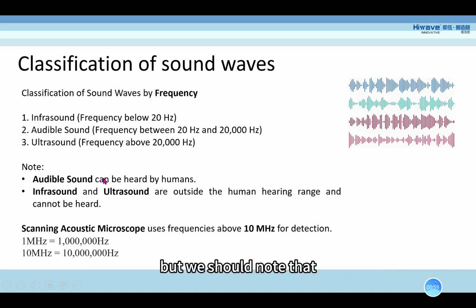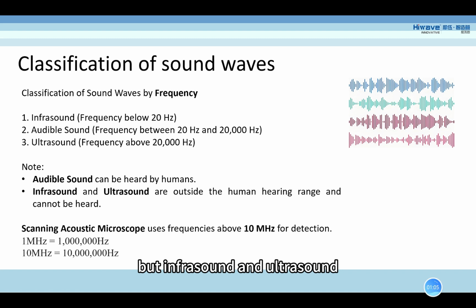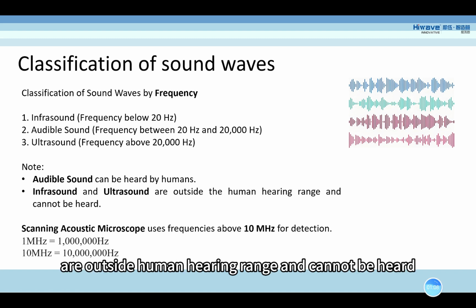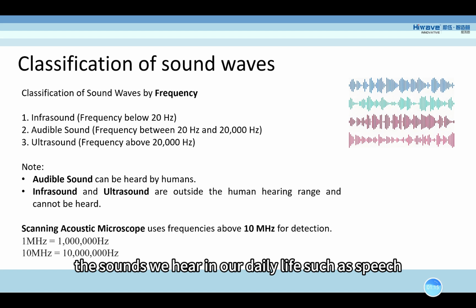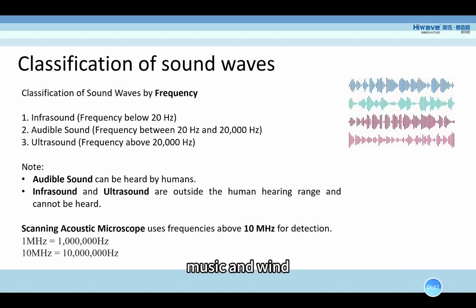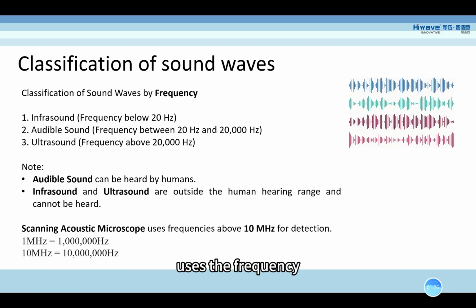But we should note that audible sound can be heard by humans, but infrasound and ultrasound are outside the human hearing range and cannot be heard. So the sounds we hear in our daily life, such as speech, music, and wind, are all audible sound. And the scanning acoustic microscope uses frequencies above 10 MHz for detection.